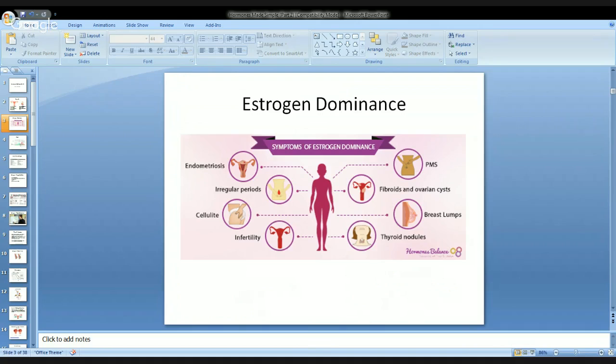Irregular periods, cellulite, especially in the outer hips, the lower pooch of your belly, and your thighs and your butt. Okay, infertility. That's why they give you birth control pills, more estrogen, to make you not fertile. PMS, mood changes, depression, all these different things. Fibroids, ovarian cysts, breast lumps, thyroid nodules. So those are all of the symptoms of estrogen dominance.